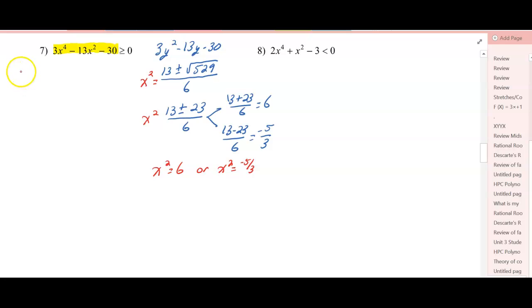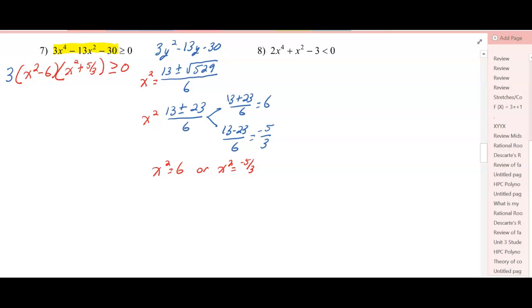So if you were to write this as a factor, it's x squared minus 6, and then x squared plus 5/3 is greater or equal to 0. However, the leading coefficient is not the same, so I need to put the 3. So that's one way to factor it into quadratics. And if you were to go a step further, you're going to get some imaginary numbers. Now I'm going to show you how to factor this without the quadratic formula.